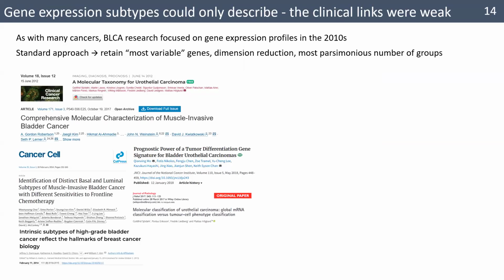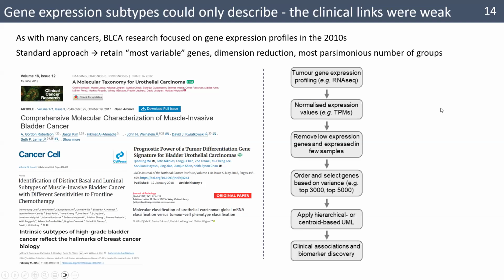So gene expression data, like RNA sequencing data, was used to try and understand these cancers. And this happened a lot in cancers in the 2010s. And it happened a lot with bladder cancer. So there was this explosion of papers in the sort of mid-2010s, all proposing different strategies for classifying tumors. Now, whilst the groupings they came up with were different, the same approach was used.